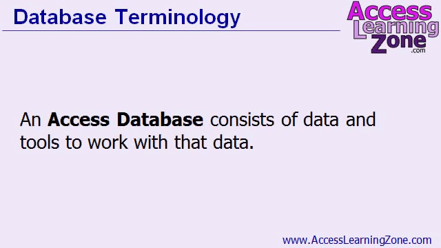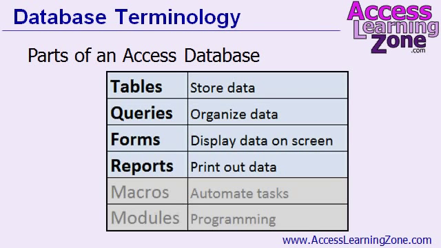An Access database consists of data and the tools to work with that data. What are these tools? An Access database consists of tables, queries, forms, reports, and optionally macros and modules. Tables are used to store data, queries to organize data, forms to display data on the screen, reports to print out the data, and for advanced users, you can build macros to automate repetitive tasks, and modules which give you the full Visual Basic programming language inside your Access databases.